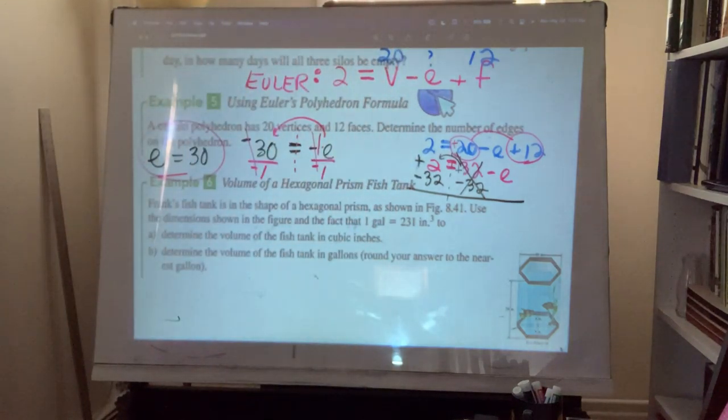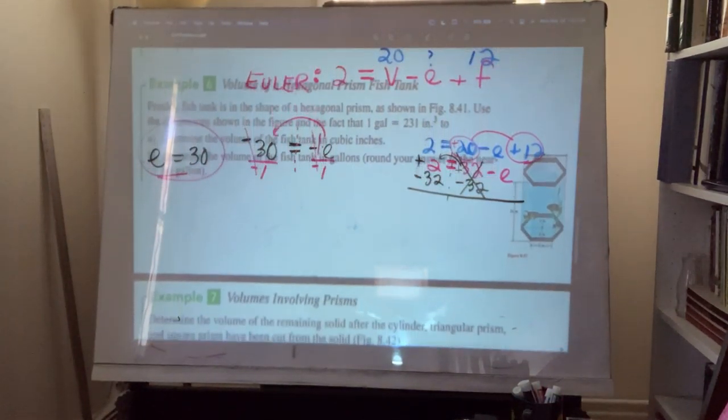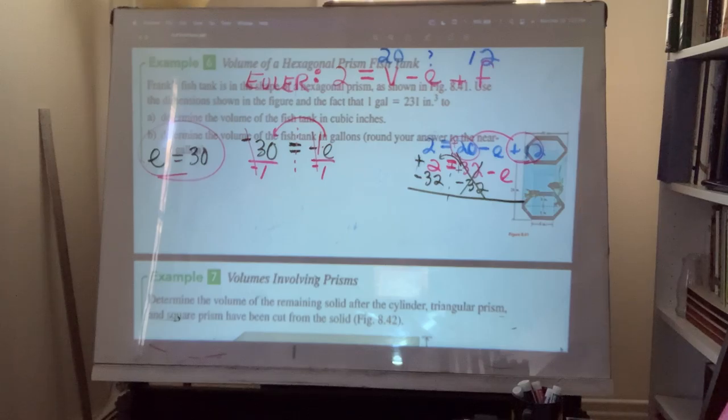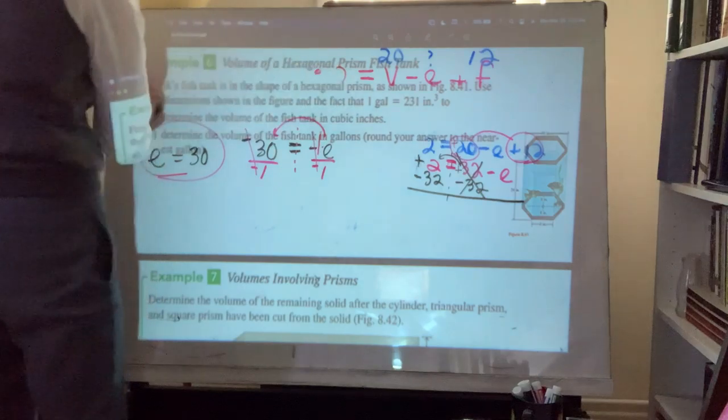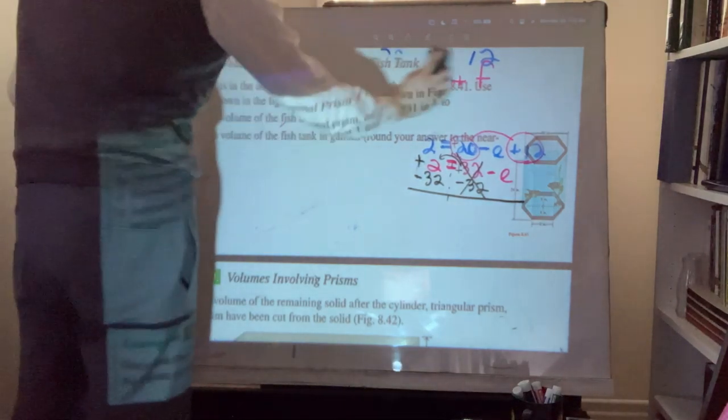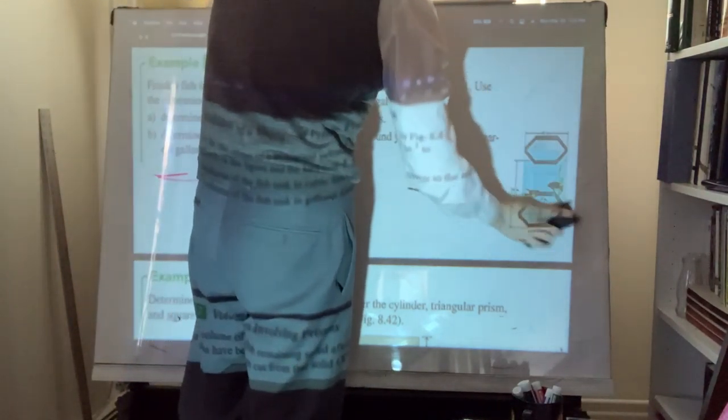Moving on. Now we have this volume of a hexagonal prism fish tank. Good times. And the illustration is over here, adjacent.